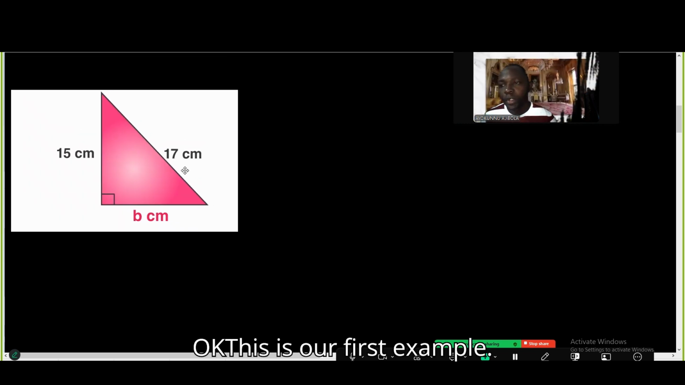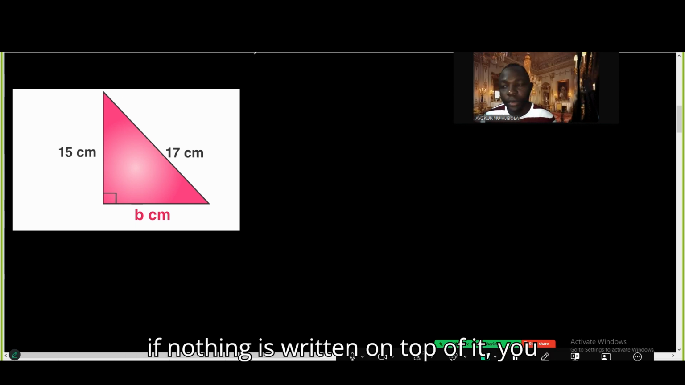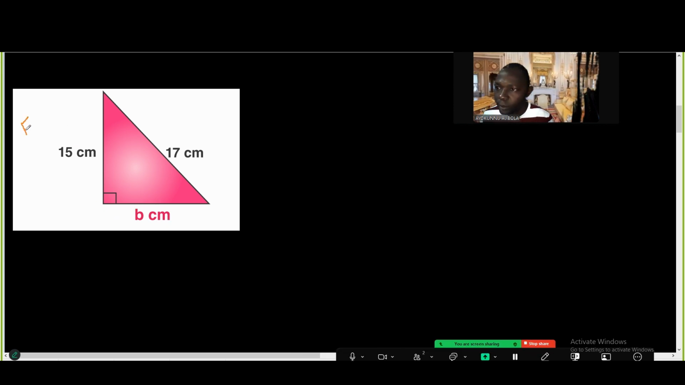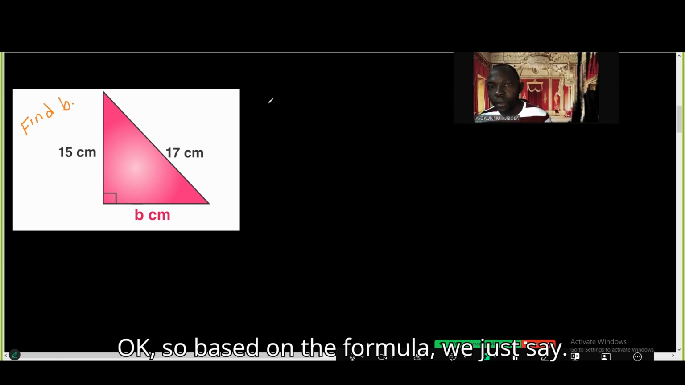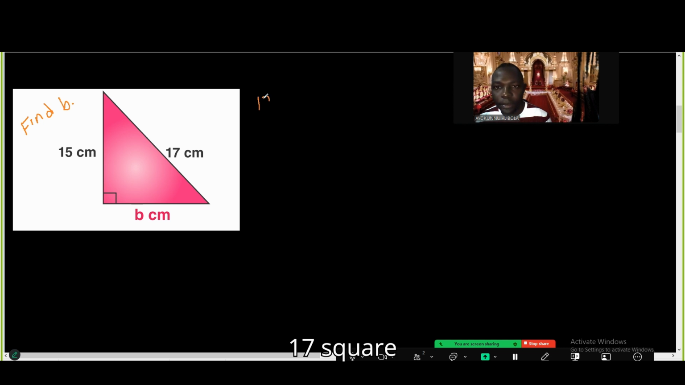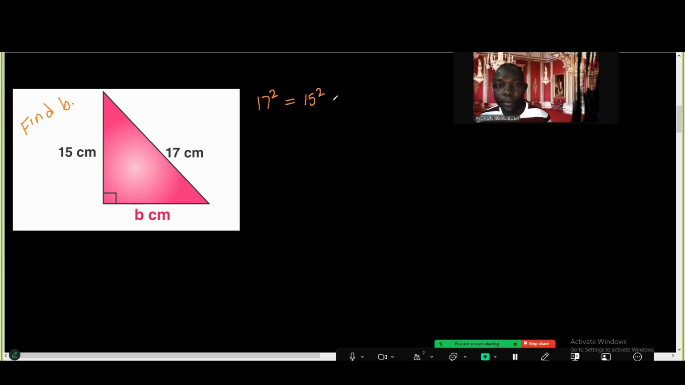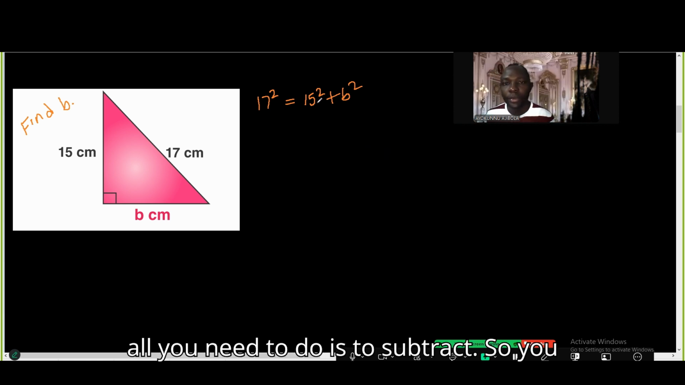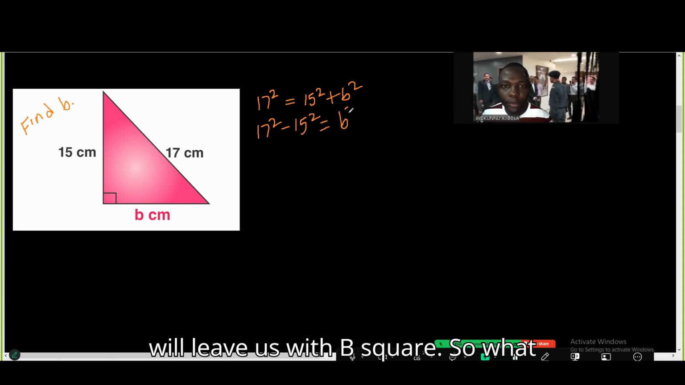This is our first example. Whenever you see anything like this, even if nothing is written on top of it, you have to find the unknown side, okay? So we're finding what? B. Find the value of B. Based on the formula, we say 17 squared equals 15 squared plus B squared. So to get your B, all you need to do is to subtract. So 17 squared minus 15 squared will leave us with B squared.